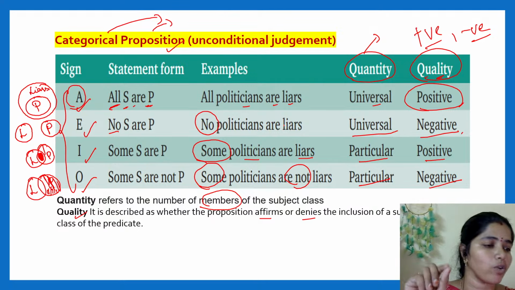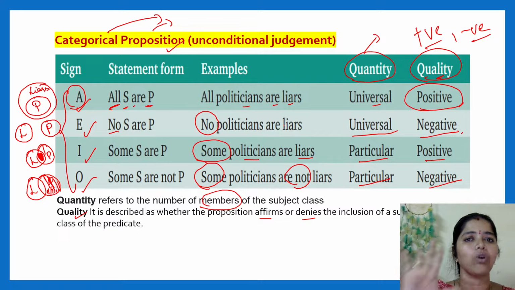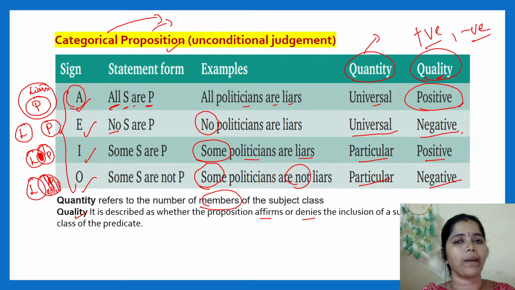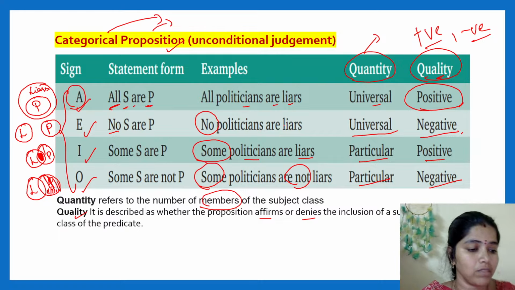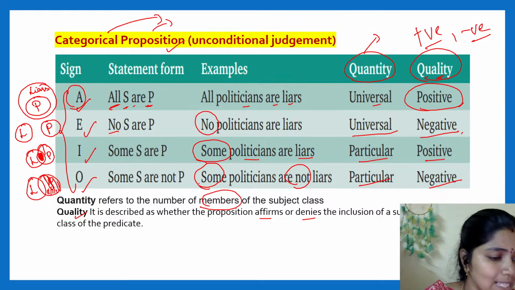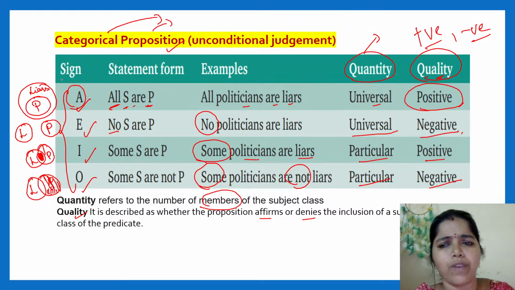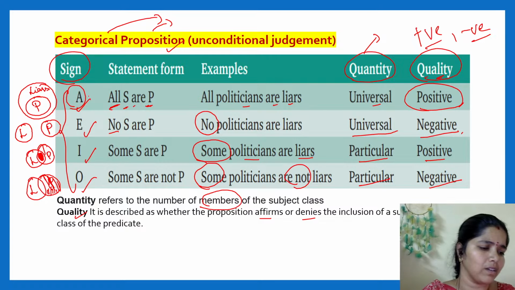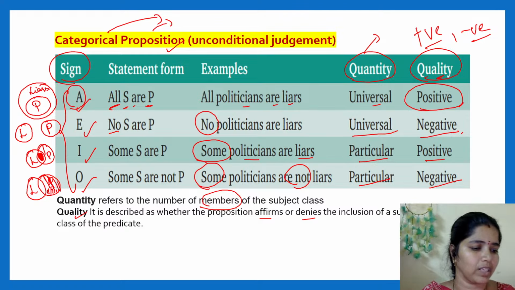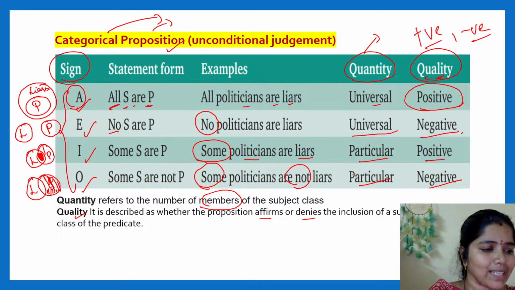Have you noted down in your notebook? Please kindly note down in your notebook with your pen. What is sign? Sign is how we represent the type of statement. We represent it with these symbols, A type, E type. That is sign. Hope you're all writing it down in your notebook. Very good. Now I move to the next one.